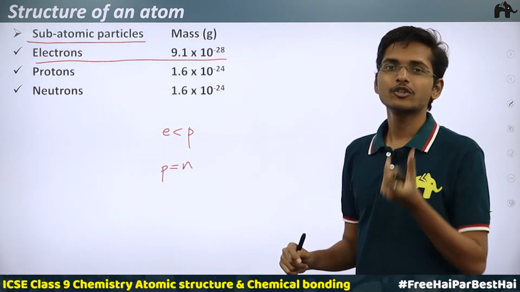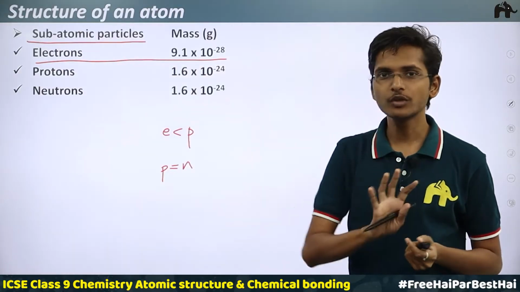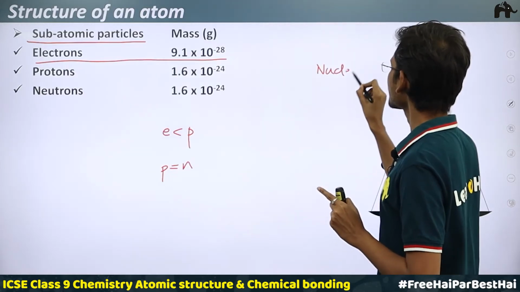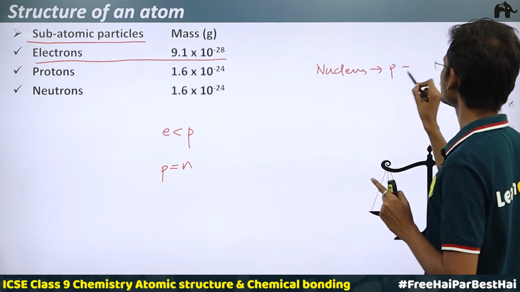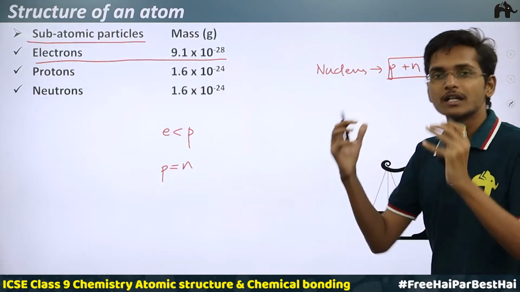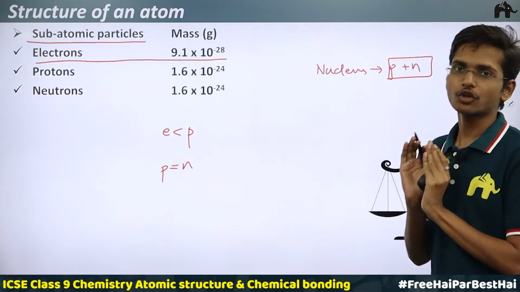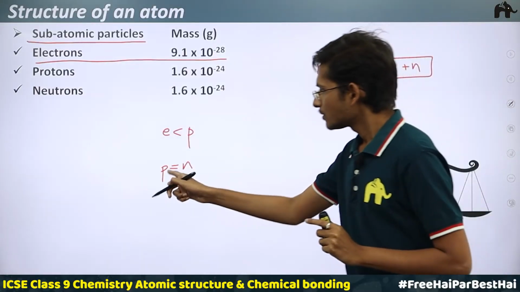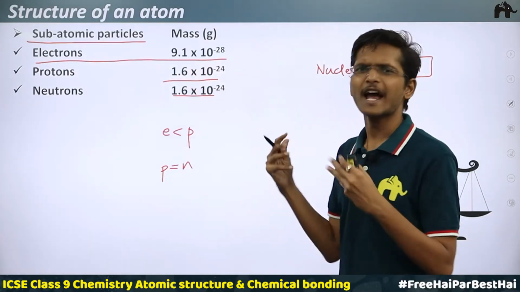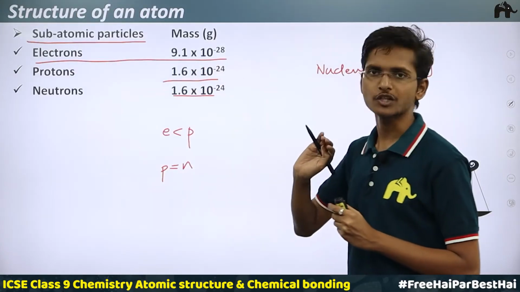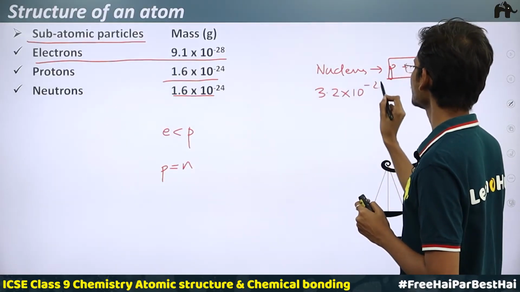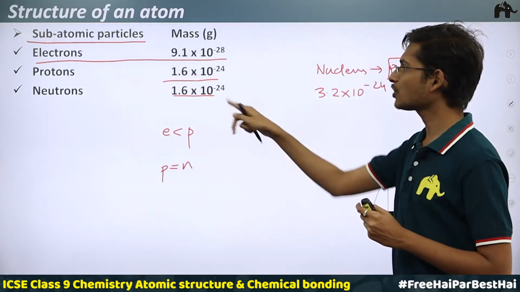So if I'm going to calculate the mass which is present in the nucleus, what would it be? We know that our nucleus has protons and neutrons in it. So the mass of the nucleus would be the sum of the masses of protons and neutrons. See here, the mass of proton and the mass of neutron are exactly the same. If I add them, it would be 3.2 into 10 raised to minus 24. So the mass of the nucleus would be 3.2 into 10 raised to minus 24 if I am talking about only one proton and one neutron.